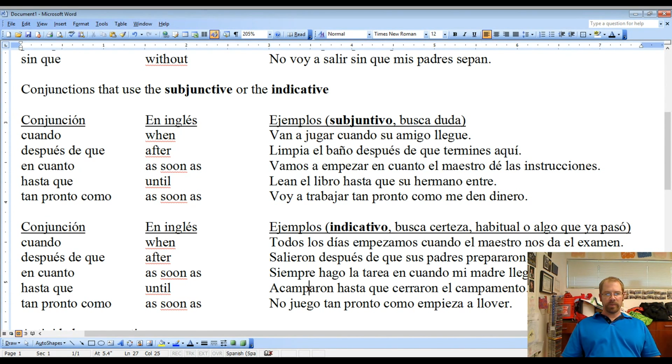The next one, we have acamparon hasta que cerraron el campamento. So they camped until they closed the campsite. This happened, that happened. There's no doubt, so I just put both of them in the preterite.